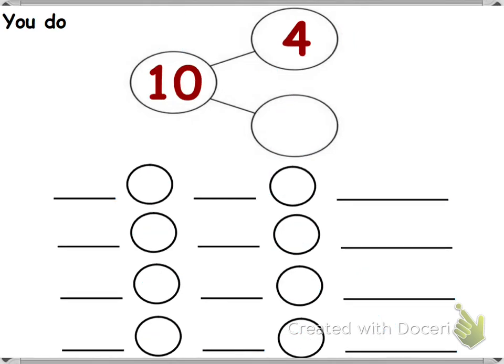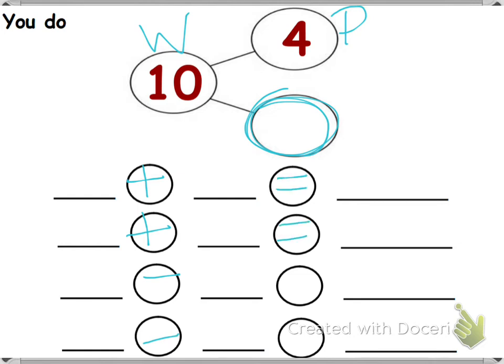Now, you're going to do it on your own. This part is missing, so I want you to find that missing part. Then I want you to do the addition sentences and subtraction sentences to go with this. Pause the video so you can do this now, and then unpause it when you're done so we can check your work.